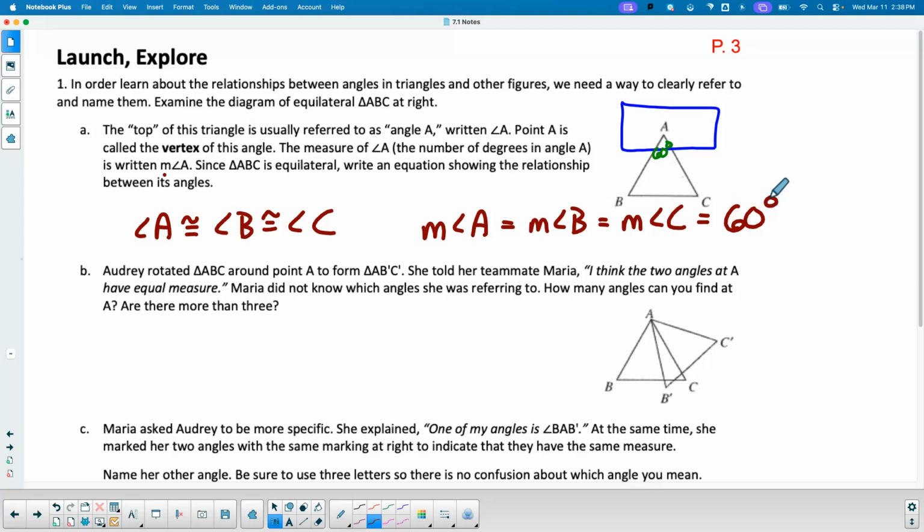Okay? If I'm talking about the measure of an angle, that means I'm talking about numbers. I'm talking about a value. If I'm talking about just the angle, then I'm talking about the geometric shape that is that angle. These are different. Okay?